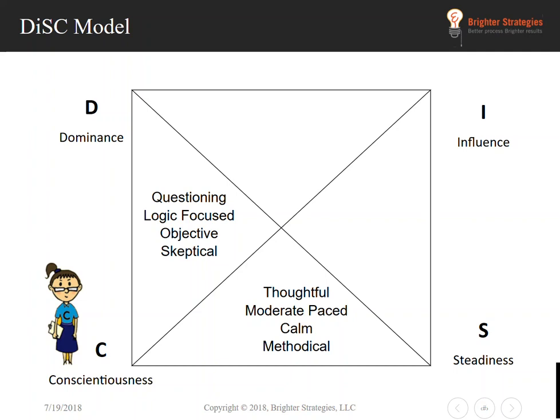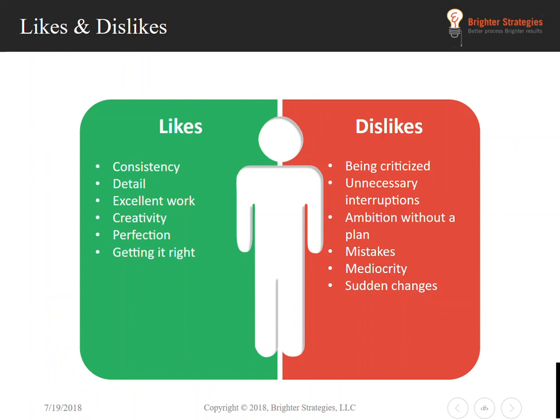So they like consistency, as we've talked about. They like detail. They like excellence. They value creativity, but they want it to be done right and done well. So they tend to like perfection, and they like getting things done in a way that pulls quality together. As a result, they can be seen as being a little overly single-minded in their approach.